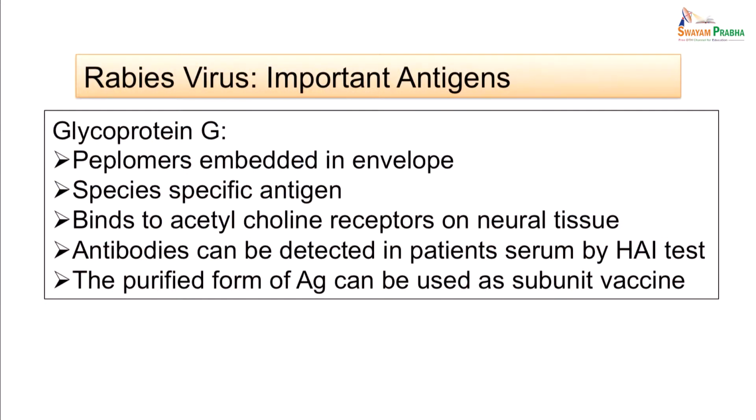There are 2 important antigens of rabies virus. The most important is the glycoprotein or G antigen. It is associated with the peplomers which are embedded in the envelope. This glycoprotein antigen is a species specific antigen. It plays a very important role in the pathogenesis and the virulence of the virus. It binds to the acetylcholine receptors which are present on the neural tissue, which is the first step in the pathogenesis of rabies virus.